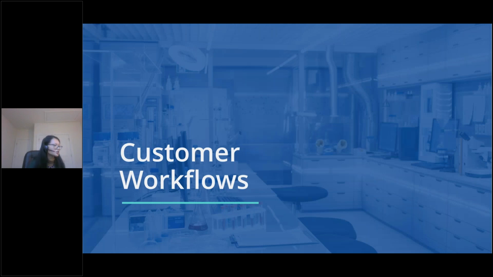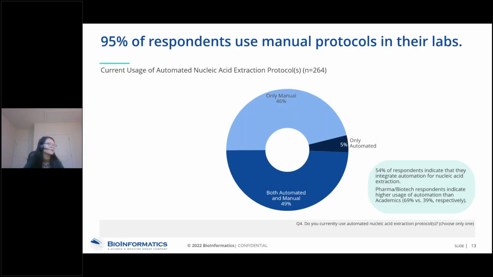So let's dive into some of the highlights from this study. Looking at current workflows for nucleic acid extraction, what we found was that 95% of respondents use manual protocols in their lab. Nearly half of these respondents also use automation. So 54% of respondents indicate that they integrate automation for this extraction step. Automation usage is much more prevalent within the pharma biotech segment relative to academics, so 69% versus 39% respectively.